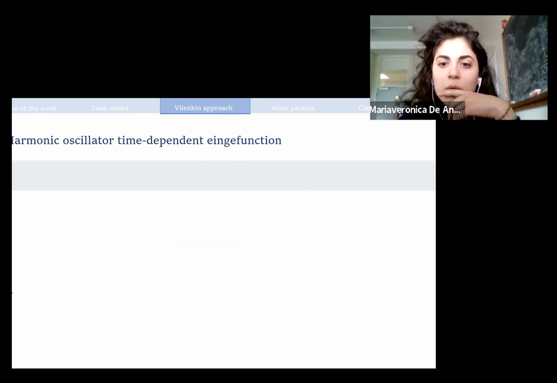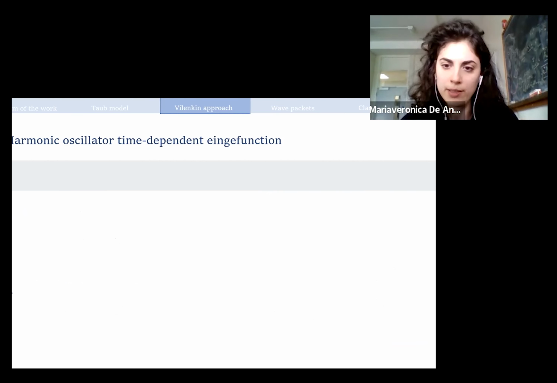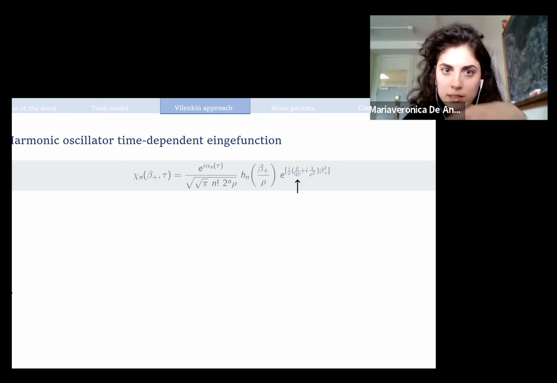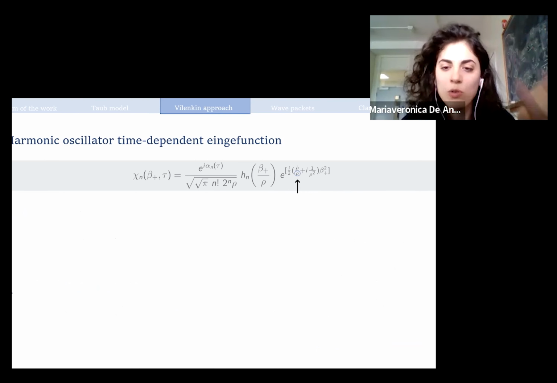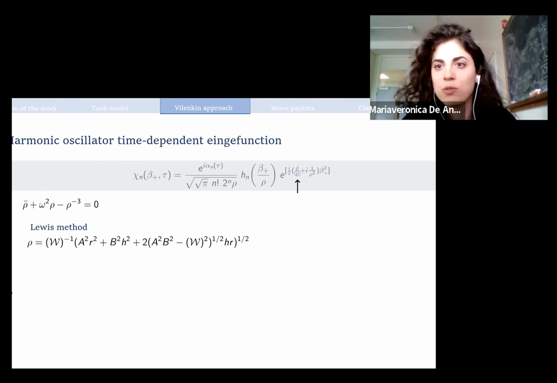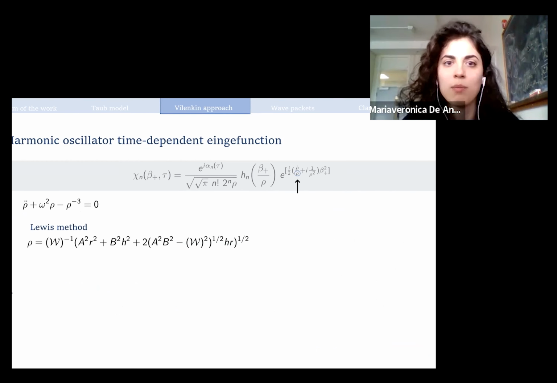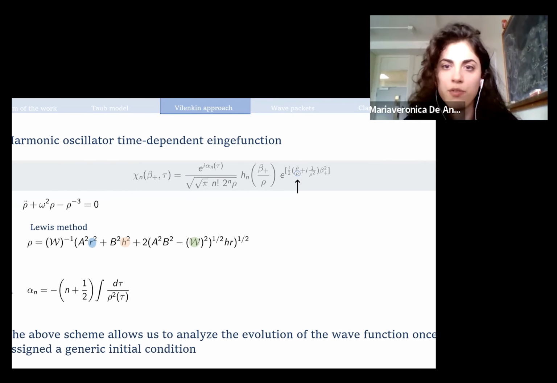Then we know the solution of the time-dependent Schrodinger equation, which is this. But a non-trivial step in this construction is to obtain an analytical solution for ρ, because we have to solve this PDE, where omega is the frequency, which for us was a bit ugly. So we make use of the Lewis method. So we found H, R, and Brodsky and W, and then alpha, that is the phase space.